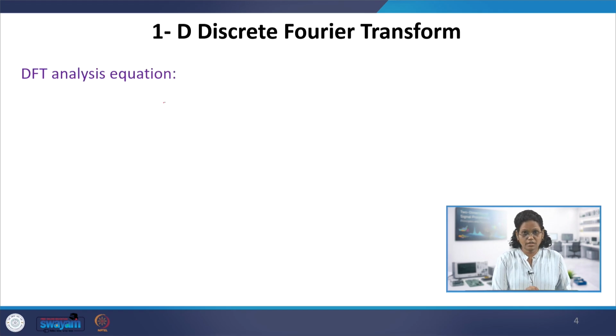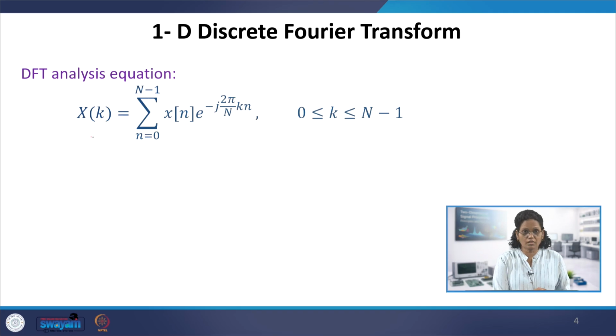Now the DFT analysis equation, X of k, is the frequency domain equation, where k is discrete, but we still use parentheses because it represents the frequency domain. It is the summation, with n varying from 0 to N minus 1, of x of n e power minus j 2 pi k n by N. Here k needs to be varied from 0 to N minus 1, otherwise the expression will not be valid. So k equal to 0 represents the DC value, k equal to 1 is the fundamental, k equal to 2 is the second harmonic, and so on.